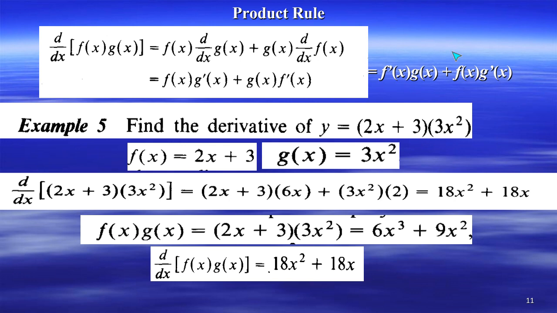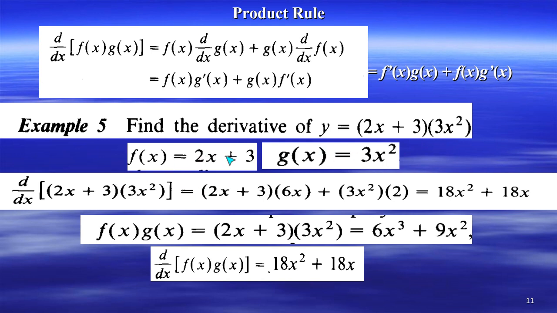It's easier and more intuitive to express it in the way I wrote. So let's find the derivative of y equals (2x plus 3) times 3x squared. What shall we do? We shall first take the derivative of this one. There are two functions: f of x is 2x plus 3, and g of x is 3x to the power 2. Great. So what shall we do?